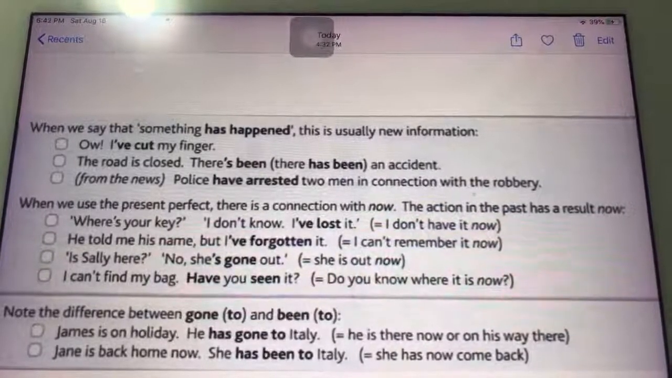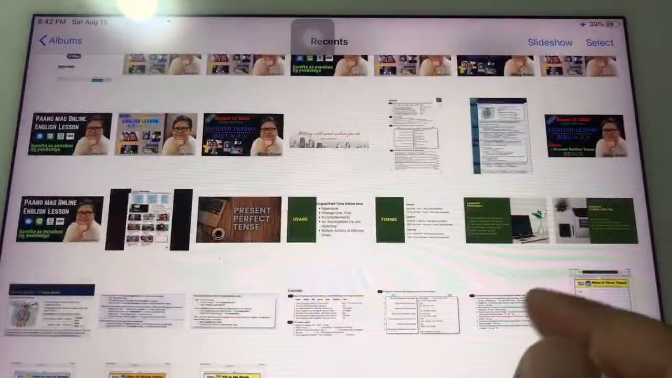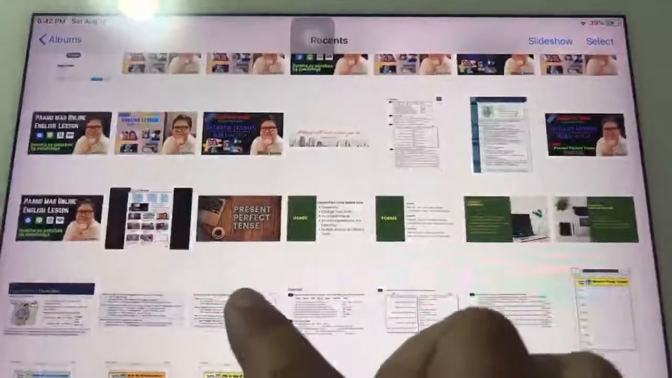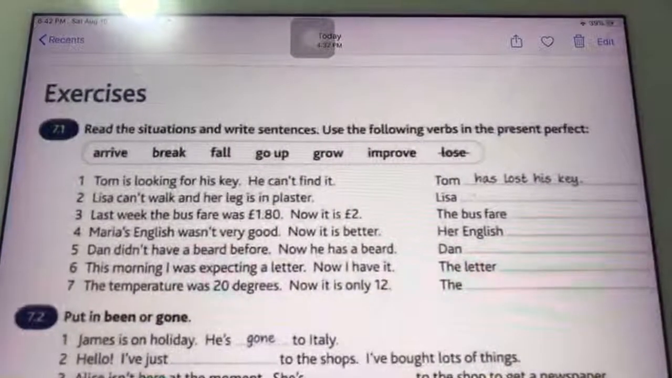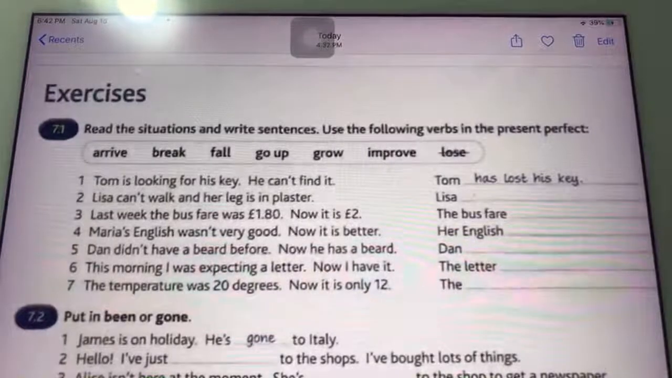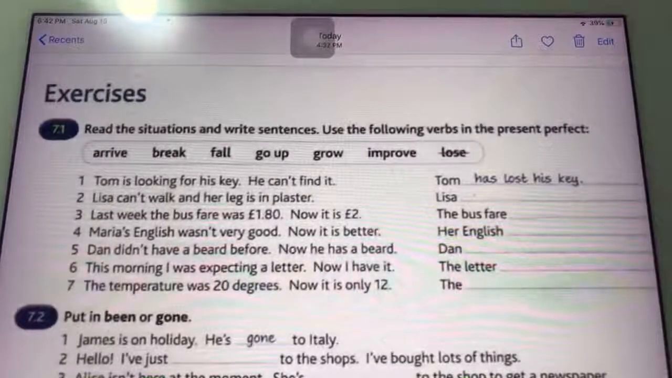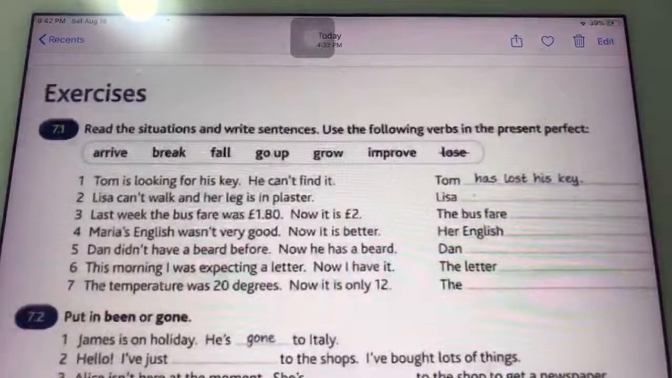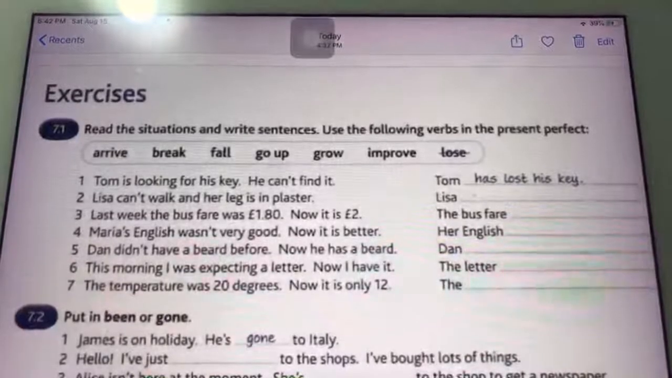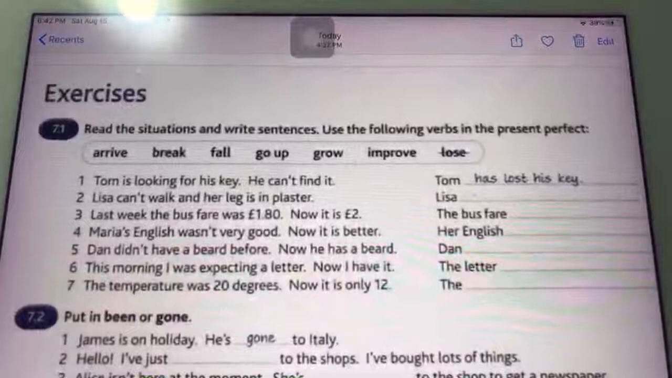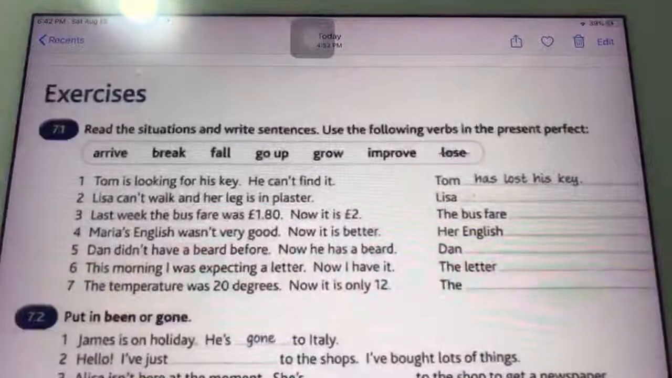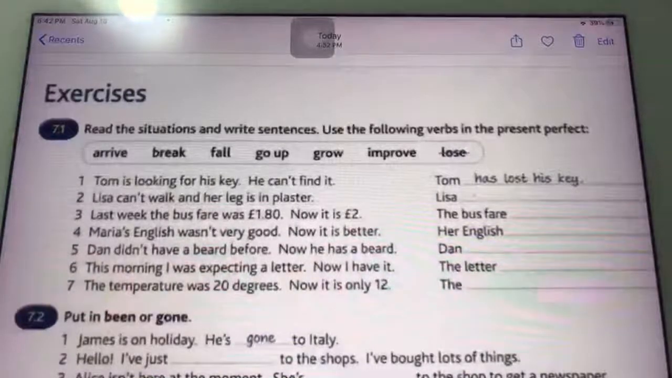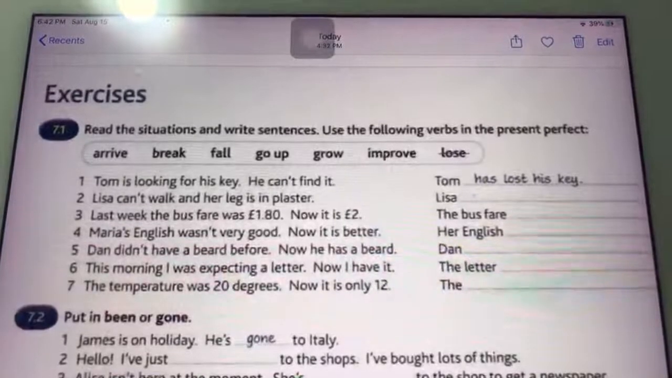Let's try this one. Sorry. Okay. Go to this page, please. Kochi. Exercises. Okay? You got it?